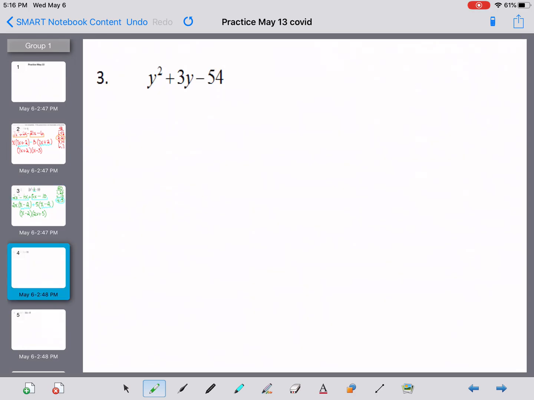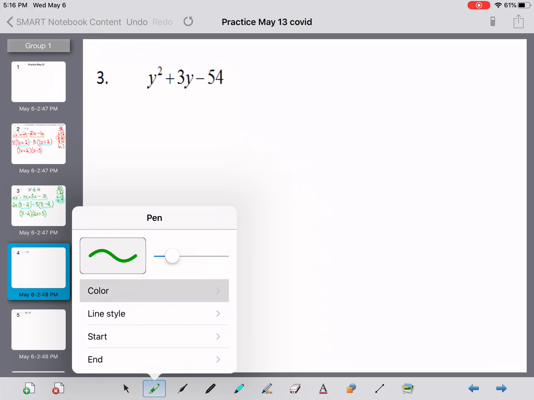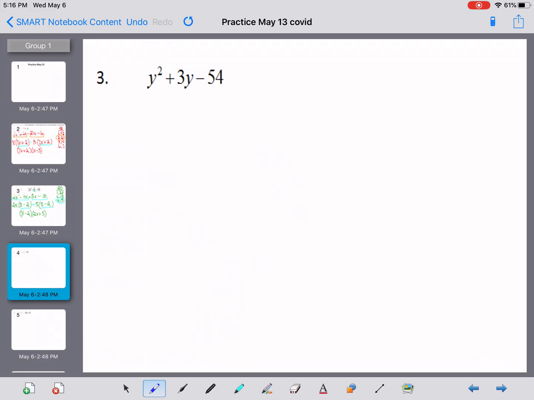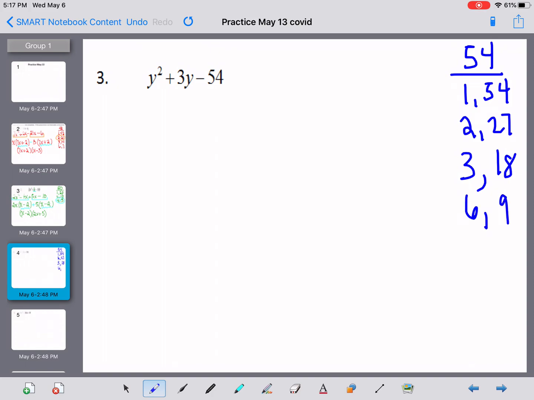Problem number 3. Nice thing on this particular problem is that there's no number written in front of the y squared term. So we do 1 times 54 is 54. And then the factors of 54 are 1 and 54, 2 and 27. Actually, 3 goes in there. Let's see, 54 divided by 3 is 18. And then we have 6 and 9.